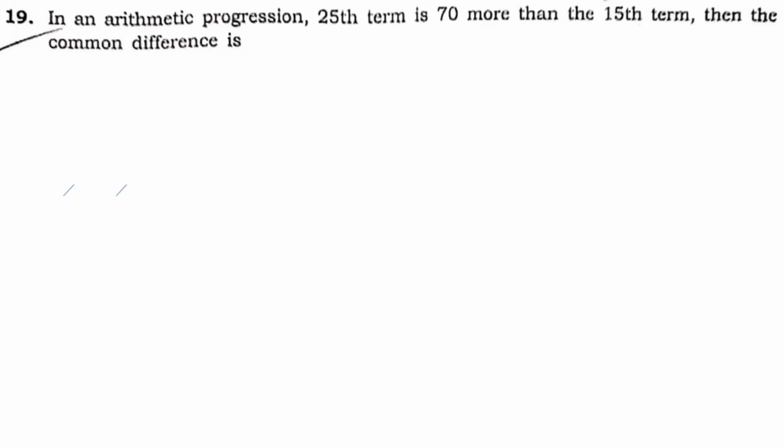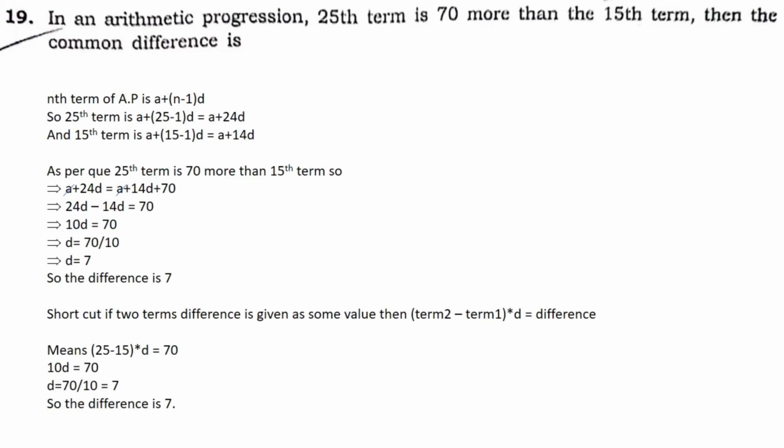In arithmetic progression, the 25th term is 70 more than the 15th term, then the common difference is? The nth term of an AP is a plus (n minus 1) into d. So the 25th term is a plus (25 minus 1) into d, which means a plus 24d. Like that, the 15th term is a plus 14d. As per the question, the difference is 70, right? So by solving the equations, we can get the difference is 7.